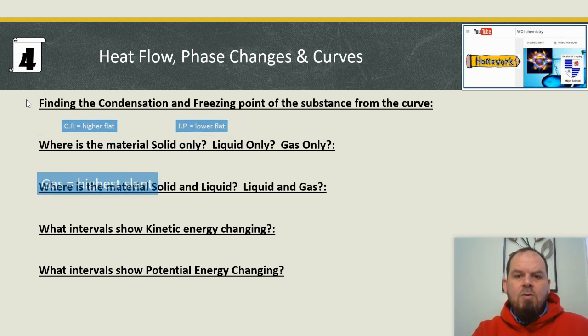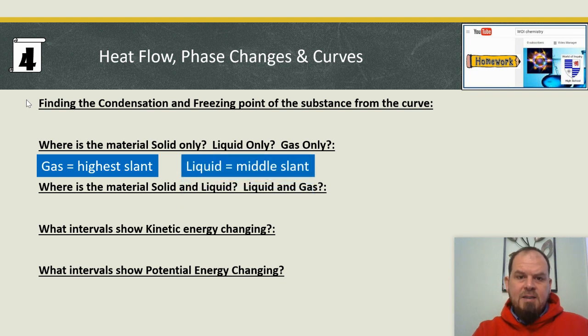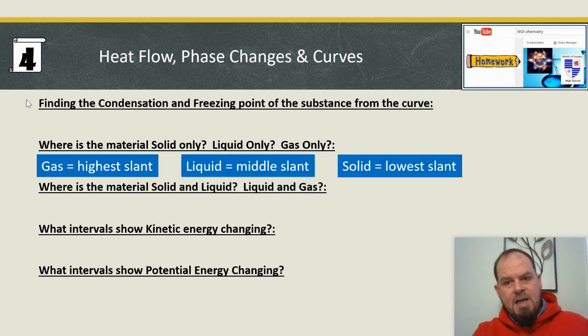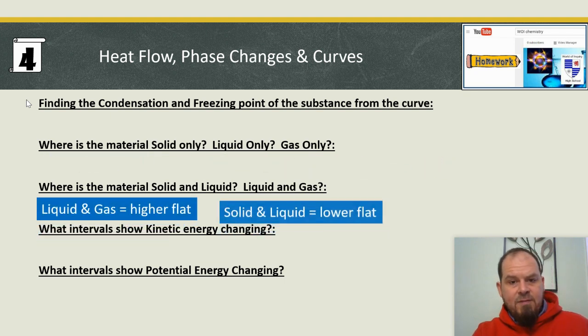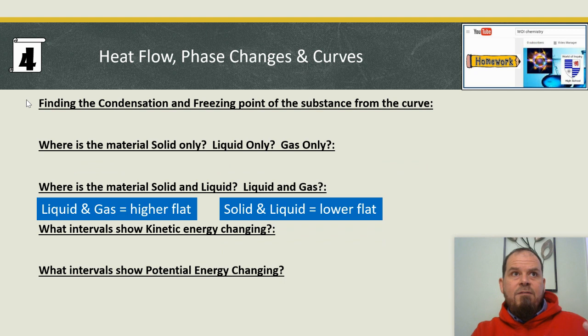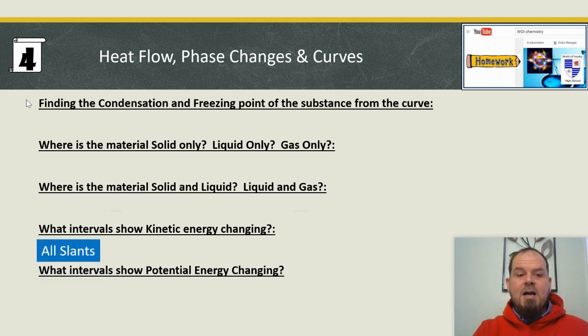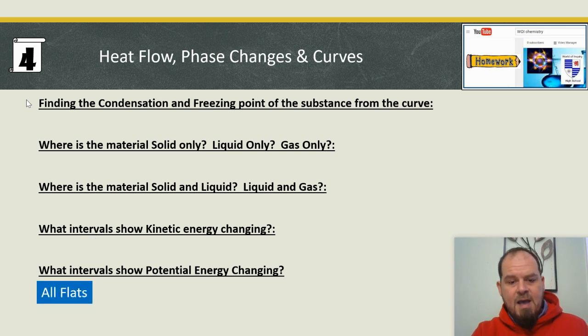Where the material is solid only, liquid only: the gas is at the high slant, liquid the middle slant, solid the lowest slant. Again, notice I just changed the order of these because I'm cooling, going from high to low. Where is the material solid and liquid? Well, that's at the higher flat. That's where that phase equilibrium is happening. And again, at the lower flat, phase equilibrium. So that's where potential energy is changing. Kinetic energy is changing on all the slants. Potential energy is changing on all the flats.